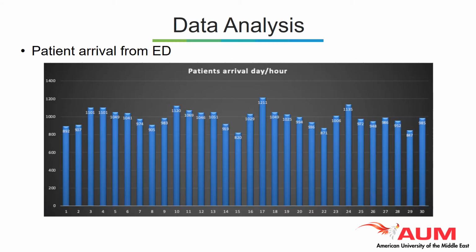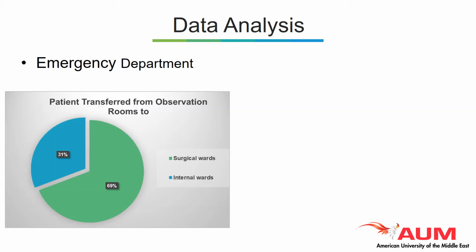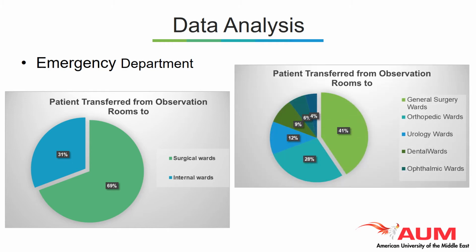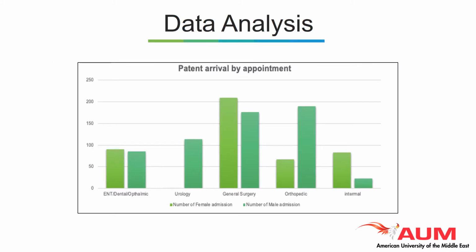From this graph, you can see the number of arriving patients in the emergency department for 1 month. From the bar chart, we understand that most patients are transferred from the emergency department to the surgical ward, especially the general surgery ward. However, for patients coming by appointment, most of them are going to the general surgery ward as well.